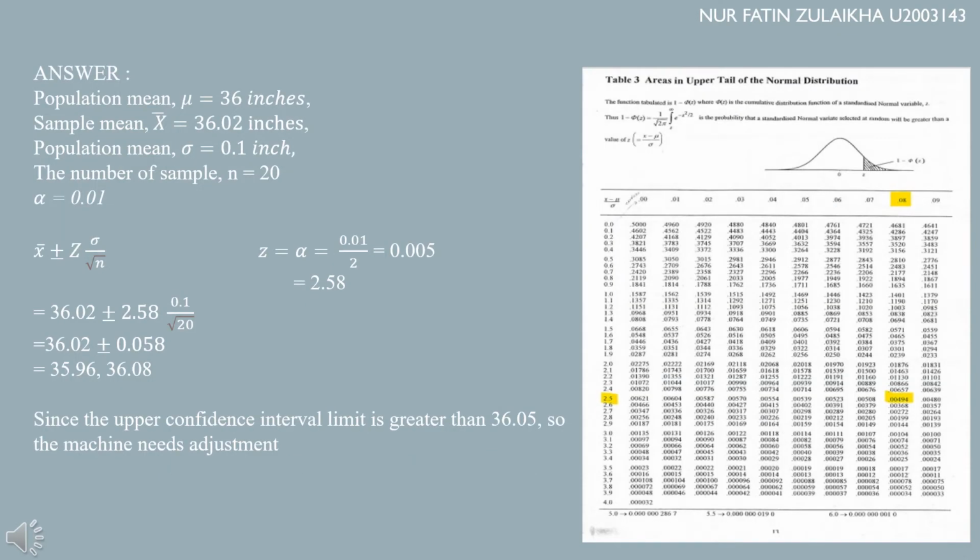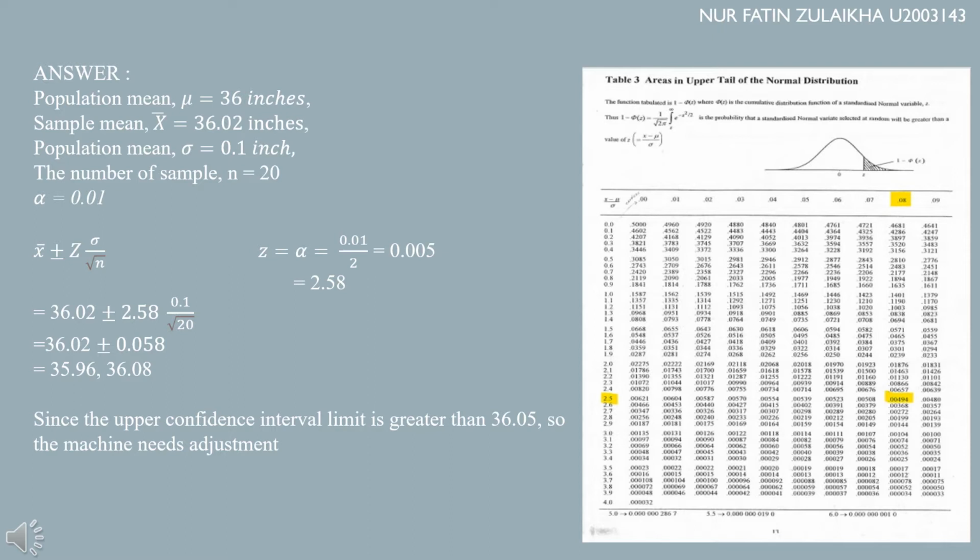So step 1, we have to construct the confidence interval. The confidence interval is written in the form sample mean plus minus margin of error. The sample mean is the point estimate for the population mean. Since the sample size is large and the population standard deviation is known, we will use the following formula and determine the z-score from the normal distribution table. Margin of error equals z times population standard deviation divided by square root of the sample size. From the information given, the sample mean is 36.02 inches, the population standard deviation is 0.1 inch, and the sample size is 20.